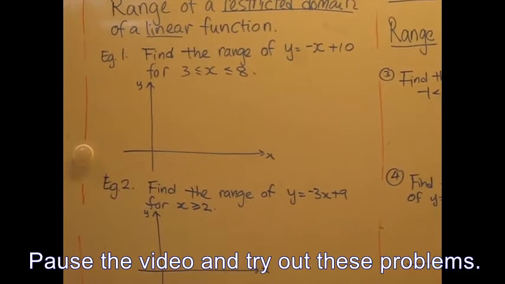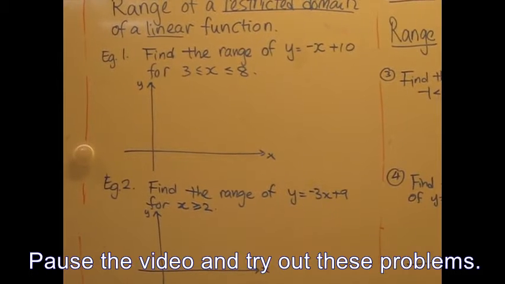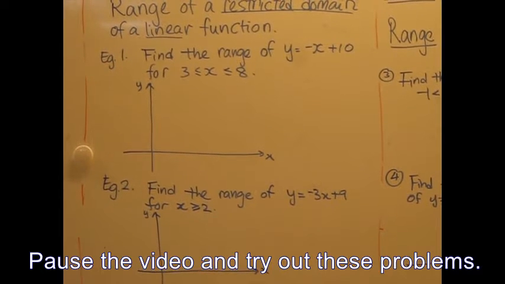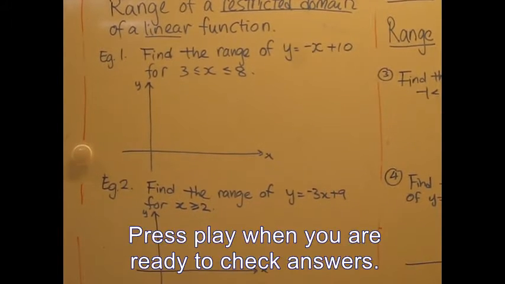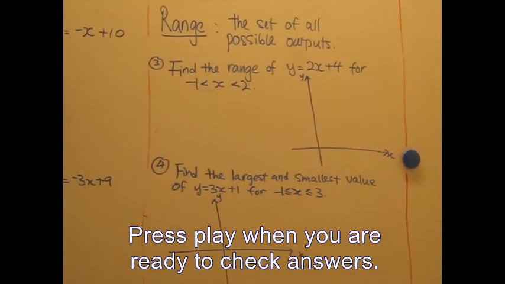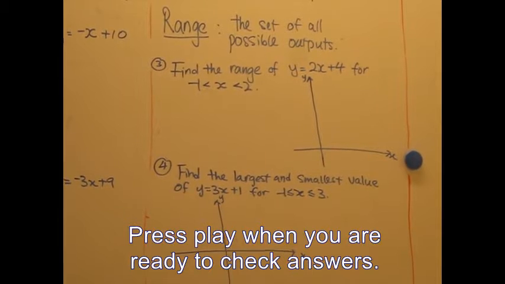Question number 1: find the range of y equal to negative x plus 10 for x between 3 and 8 inclusive. And then the second one: find the range of y equal to negative 3x plus 9. Here are questions number 1 and 2, and here are questions number 3 and 4. I'd like you to consider all these questions first. Try to figure out the domain and range, and then when you're ready, start the video again and I will discuss the solution.